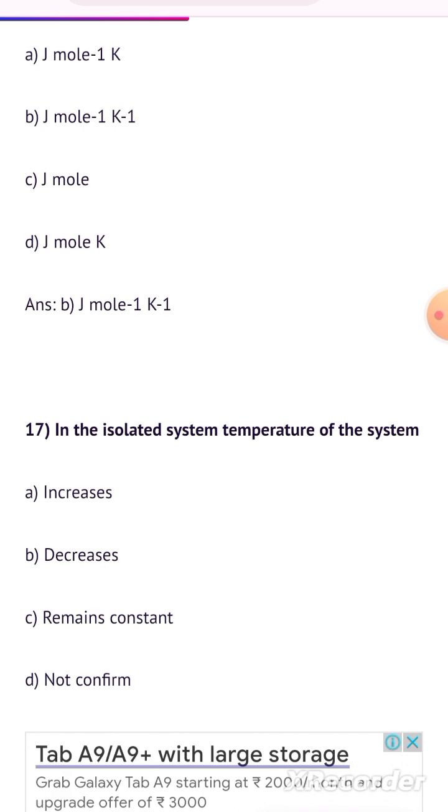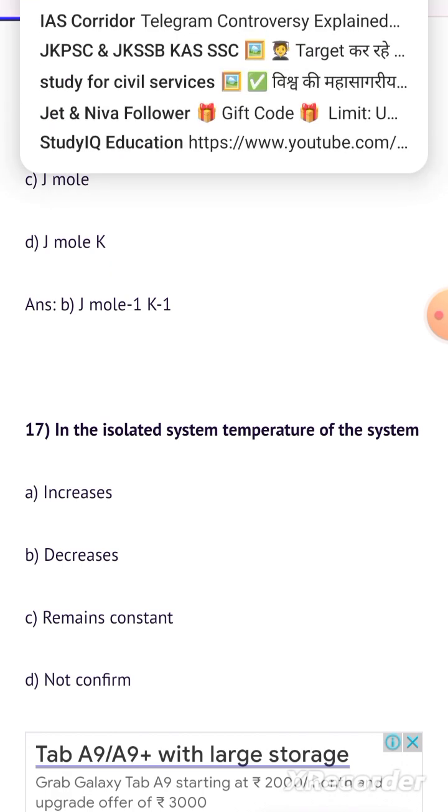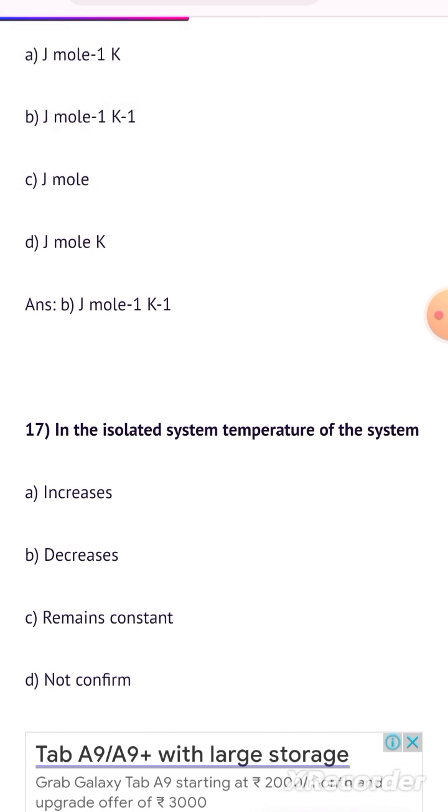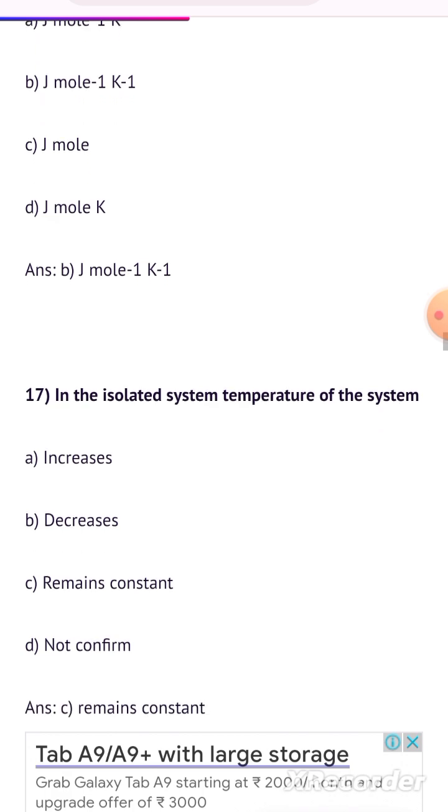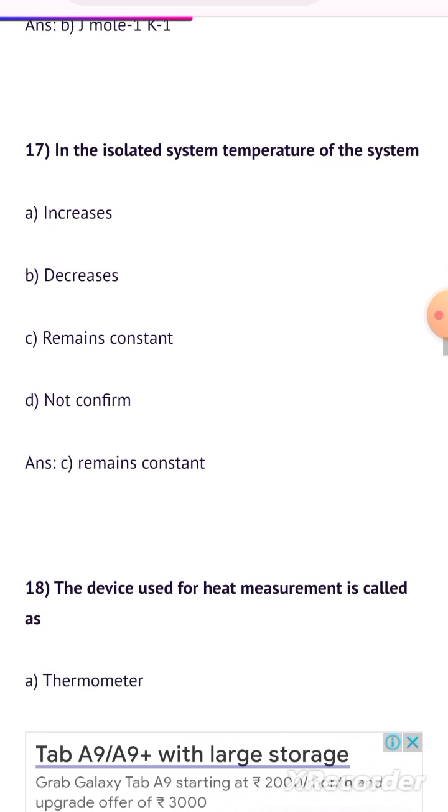So the temperature of an isolated system should remain constant, because an isolated system is totally insulated, totally separated from the surroundings. There is no transfer of heat to or from the system, so the temperature remains constant.